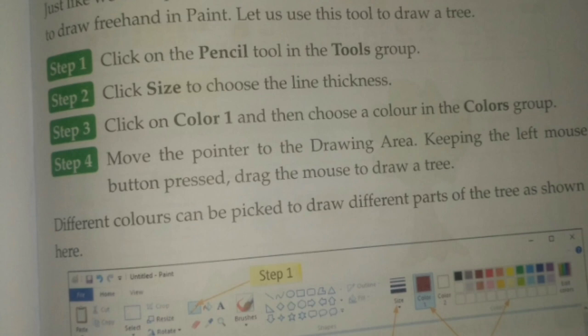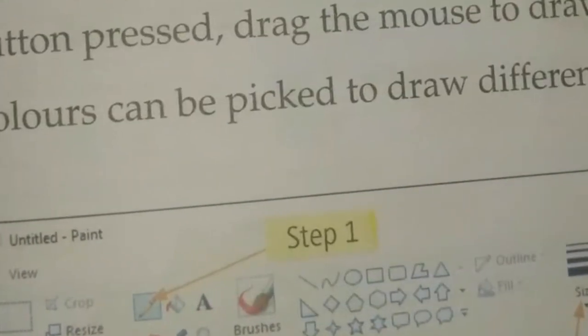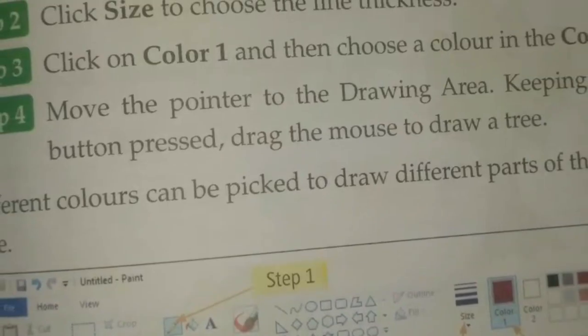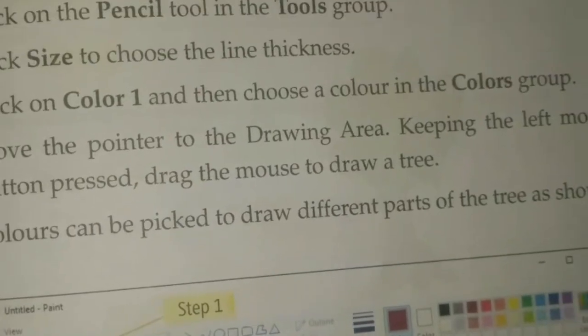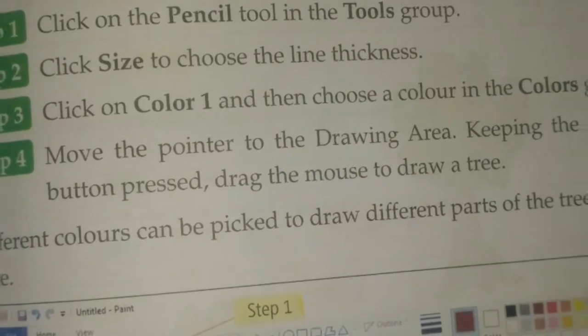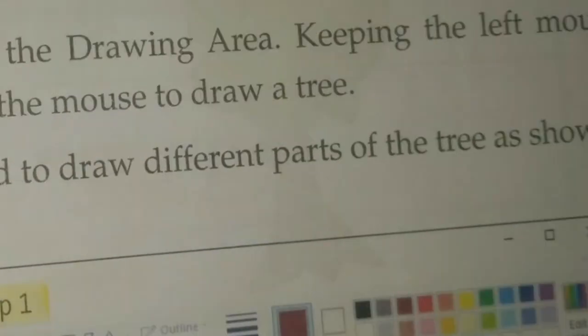So first, click on the pencil tool in the tool group. This is the tool group, and you can select the pencil. Then click the size. Step 2, the size is there. You have to click here and adjust the thickness. Next step, click color 1. Then you can see so many colors are there, so you have to select your color.